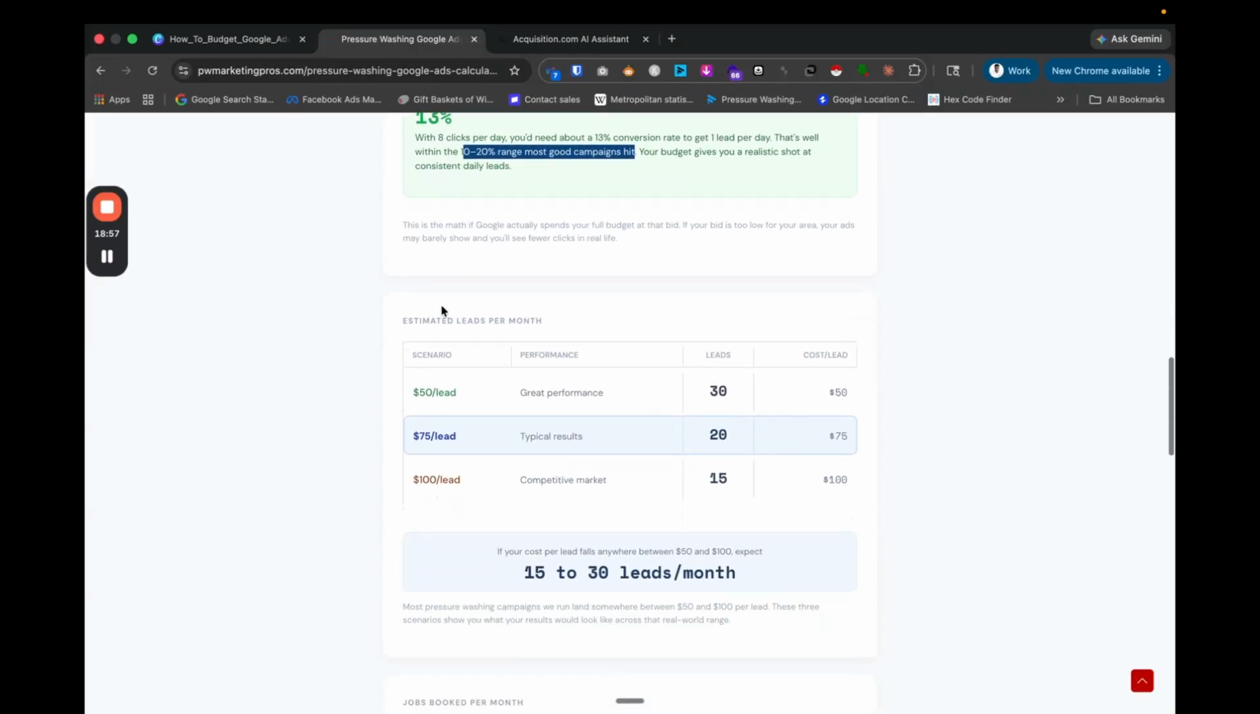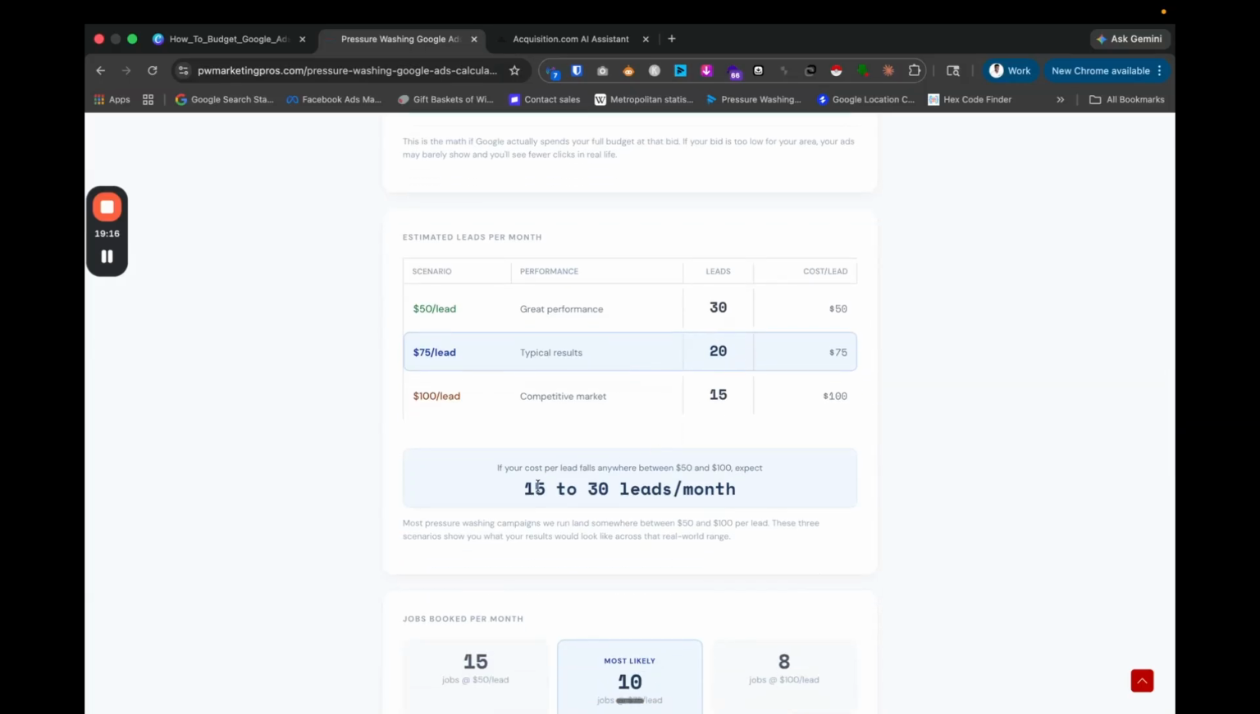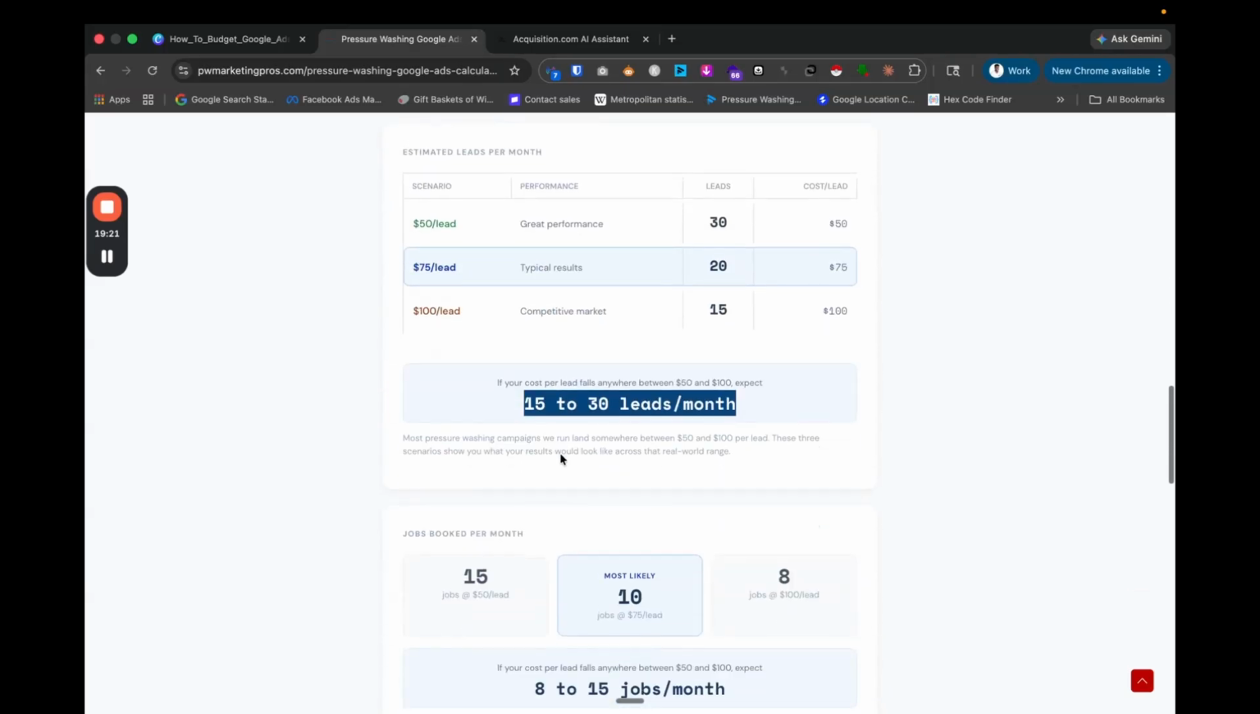And so now I can also see the estimated leads we would get per month, whether we're spending $50 a lead, $75 a lead, or $100. What you would say is the typical lead with Google Ads that most exterior cleaning businesses are going to get is between $50 to $100. And so in this scenario, as you can see, if I have this $1,500 with all of these numbers that I just input, guess what? That's going to be 15 to 30 leads that I'd get a month.